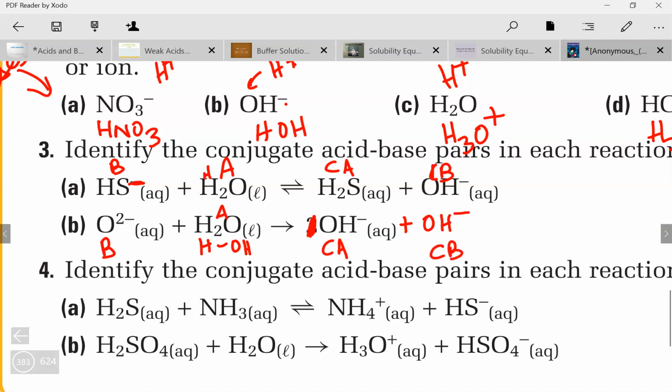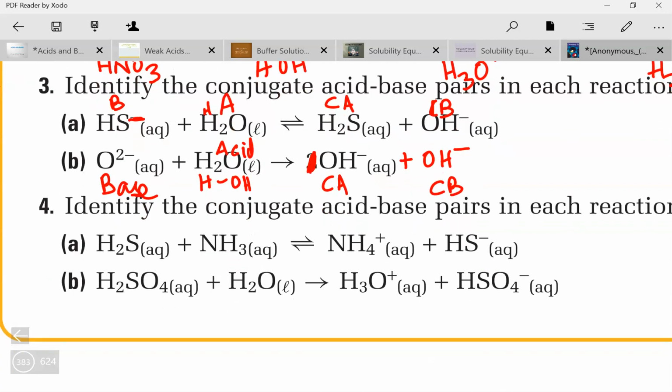And here OH minus is acting as both the conjugate acid and conjugate base species because O2 minus and water are related like that. So this is the acid base. Again, conjugate acid base pairs. Here, again, let's just take a look at this carefully.